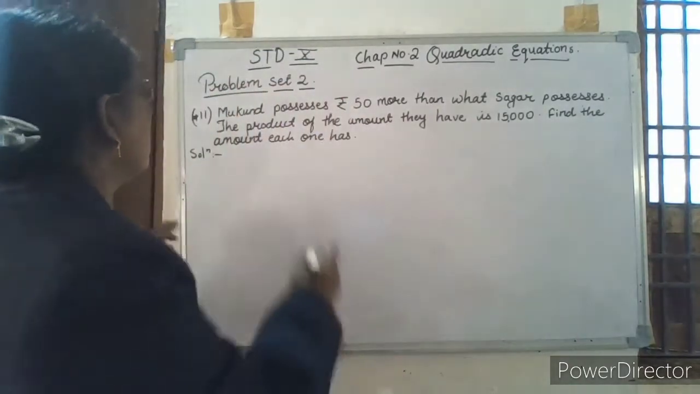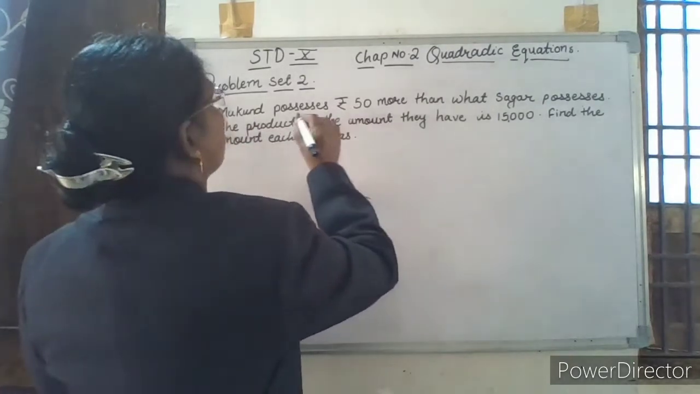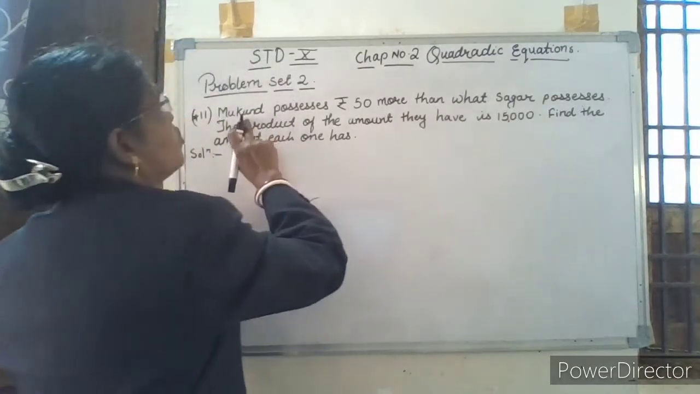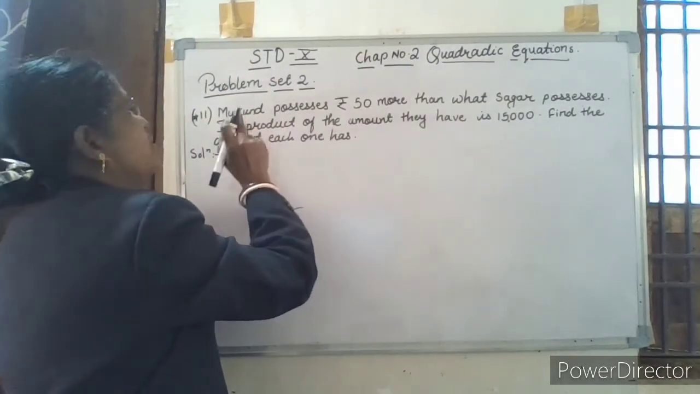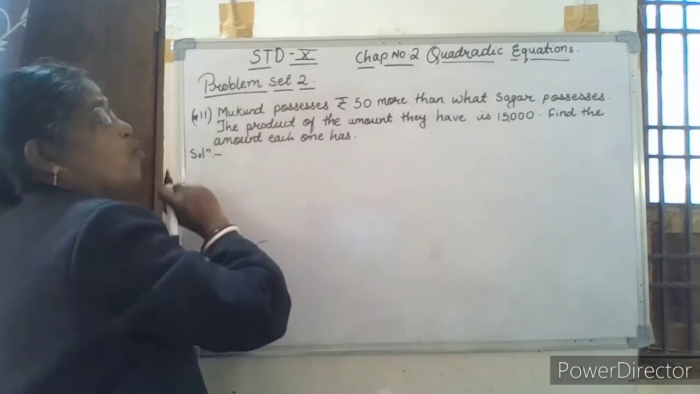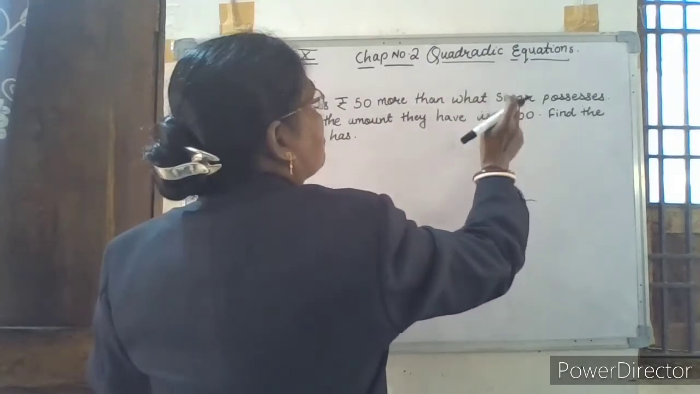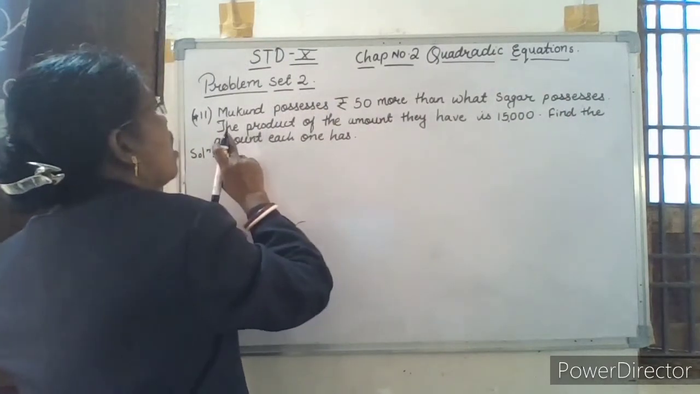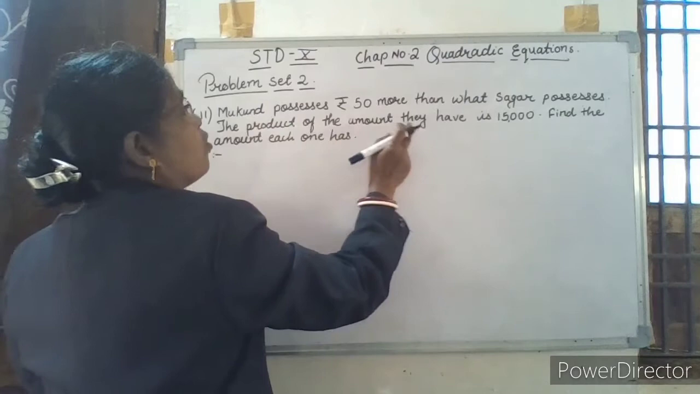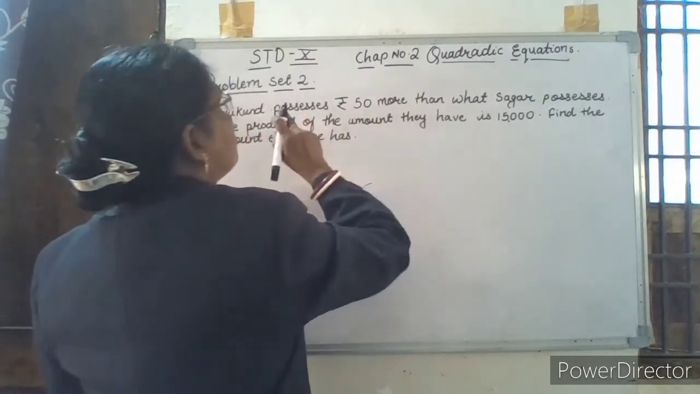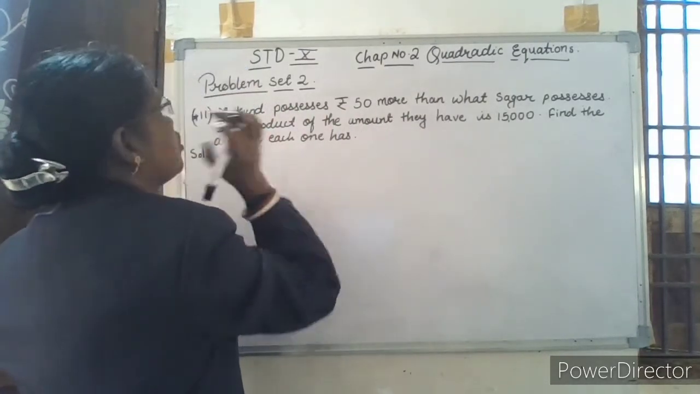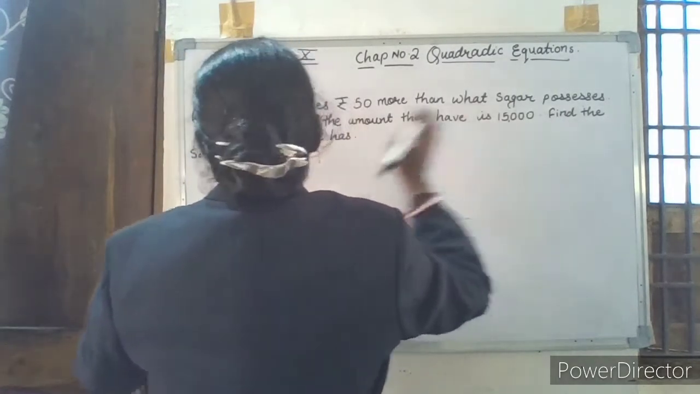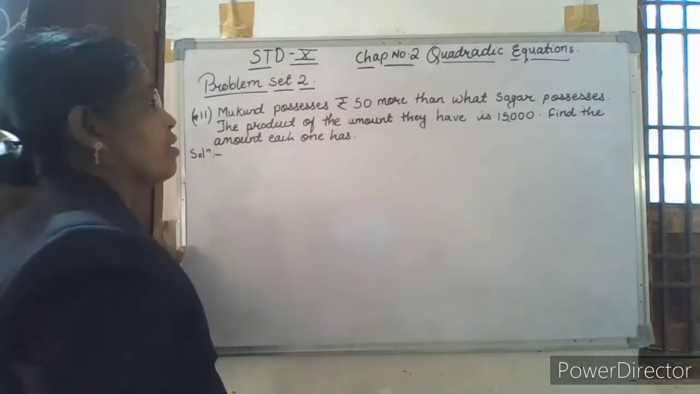The question is, Mukund possesses 50 more than what Sagar possesses. That means Mukund is having 50 more than Sagar is having, so Sagar is having less. The product of the amount they have, both Mukund and Sagar, is 15,000. So find the amount each one has.